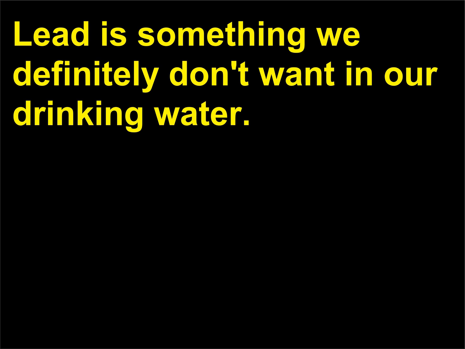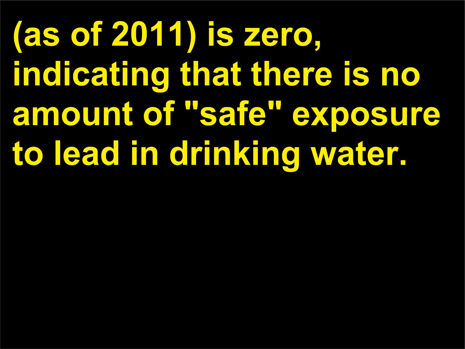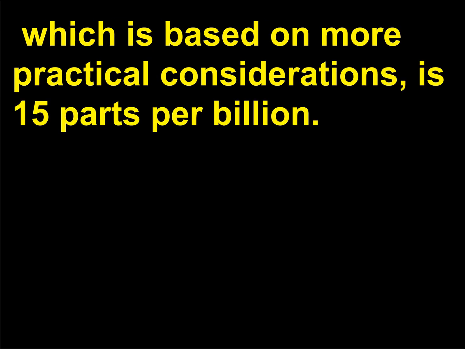Lead is something we definitely don't want in our drinking water. The maximum contaminant level goal set by the U.S. Environmental Protection Agency, as of 2011, is 0, indicating that there is no amount of safe exposure to lead in drinking water. The EPA's maximum contaminant level, which is based on more practical considerations, is 15 parts per billion.